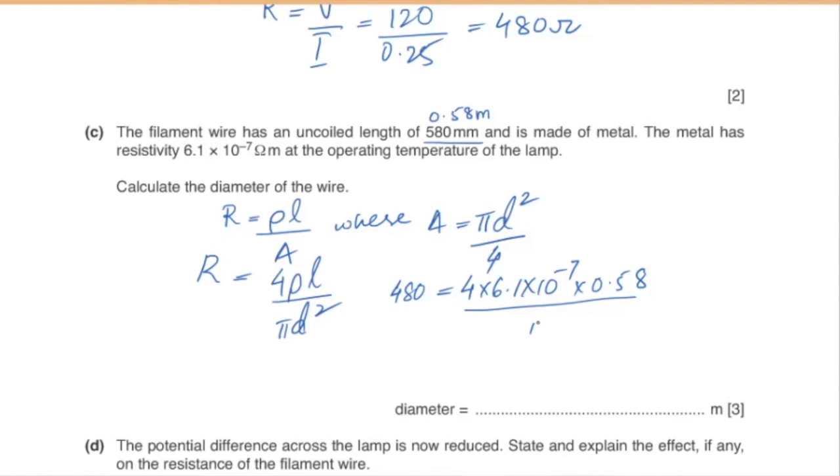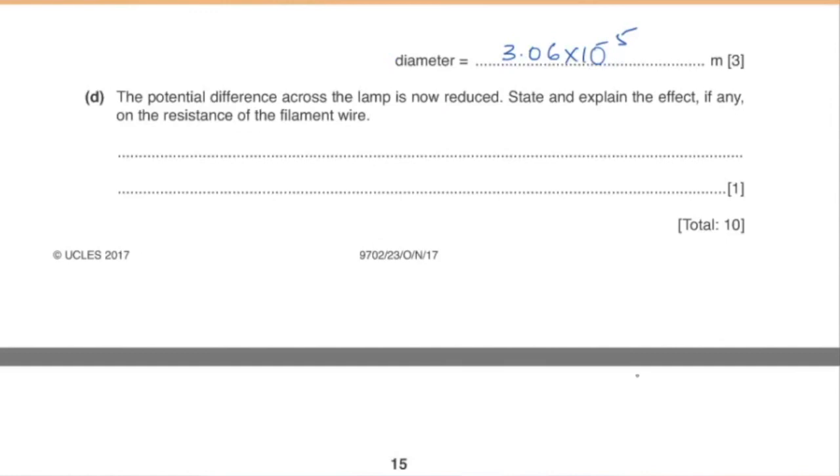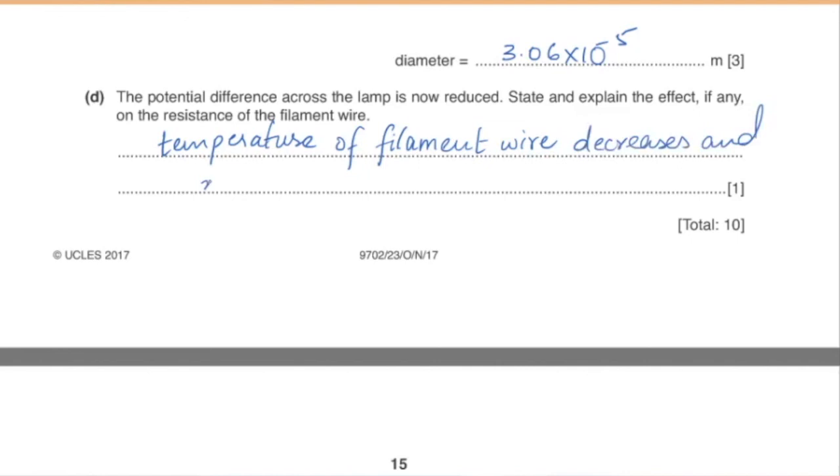Part D, the potential difference across the lamp is now reduced. State and explain the effect, if any, on the resistance of the filament wire. So this decrease in the potential difference across the lamp causes the temperature of the filament wire to reduce, and as a result, its resistance will decrease too. So we can write that temperature of filament wire decreases and resistance decreases too, since they are directly proportional to each other.